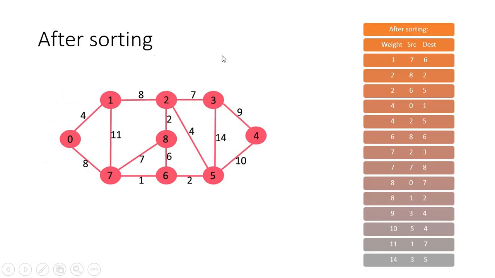After that, first we need to sort all these edges by their weights. So you can see weight 1, which is in between 7 and 6. So source and destination is mentioned. Next there are 2 edges with weight 2, this edge and this edge. So both of them are added here. Next there are 2 edges with weight 4. Then you have weight 6, 7, 8, 9, 10, 11 and 14, and so on. So all the edges are sorted by their weights and their source and destinations are mentioned.